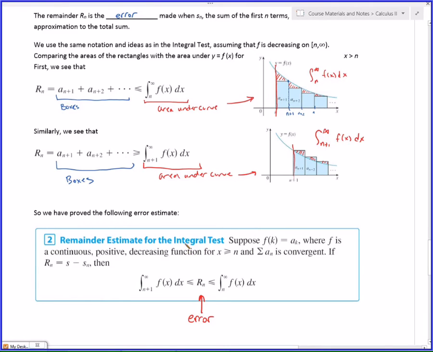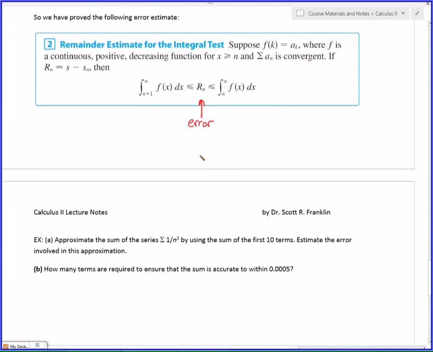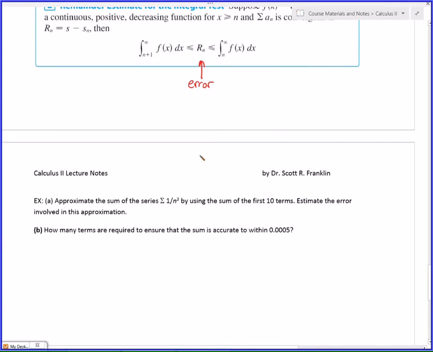Now let me show you an example of that in practice with this next one. And this will be the last example we do. In fact, I'll probably save 1.4 for Wednesday. We'll stop with this example right here.